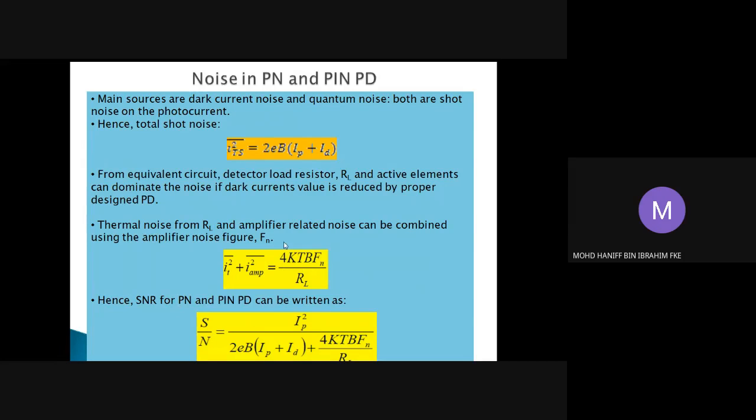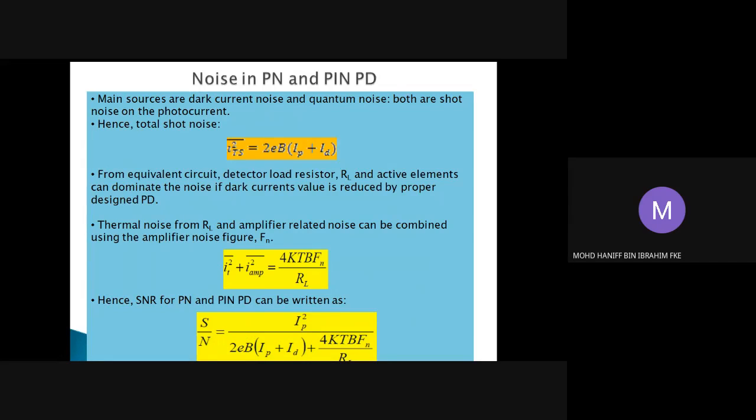Okay, so once you have identified the noise current in the PN and also the PIN photodiode, this is the formulation for the signal to noise ratio, where we have the I_P squared. I_P stands for the photocurrent.